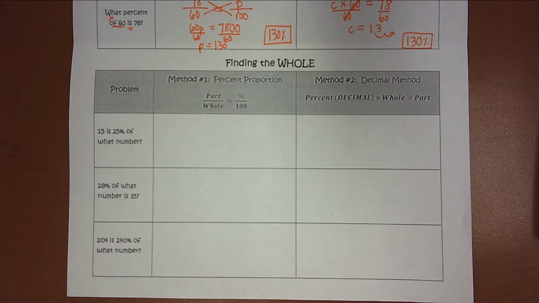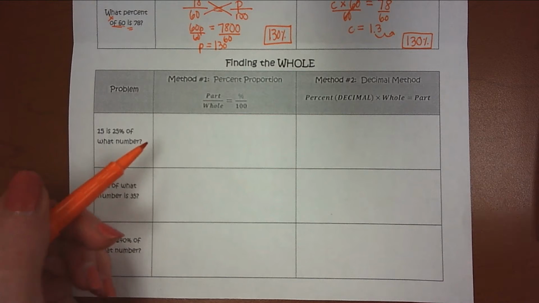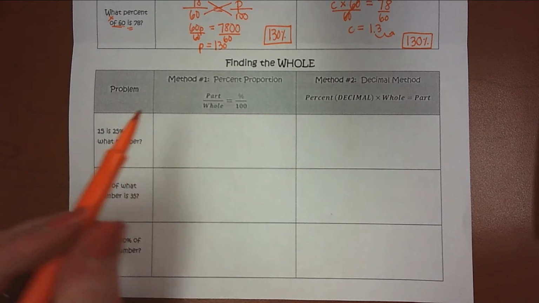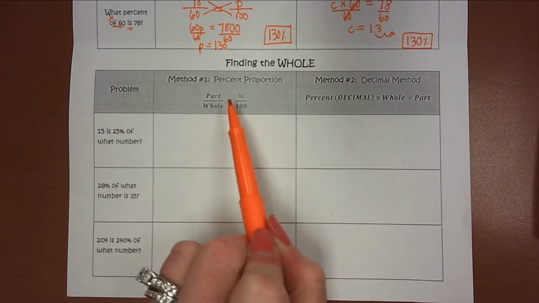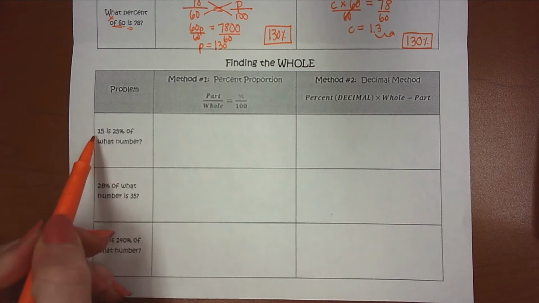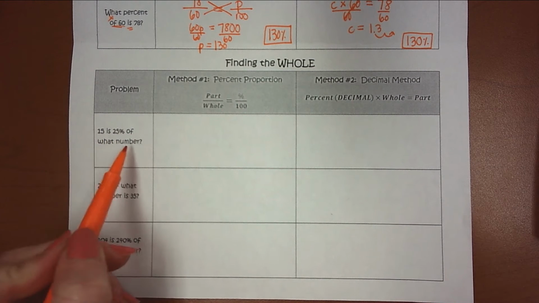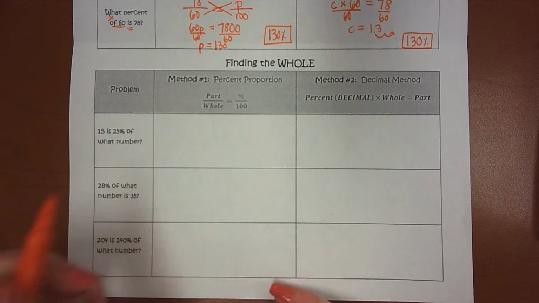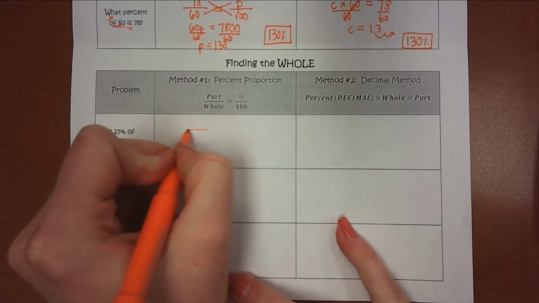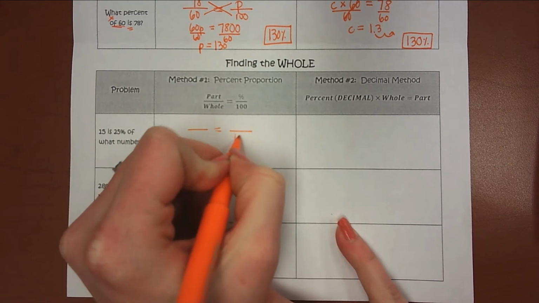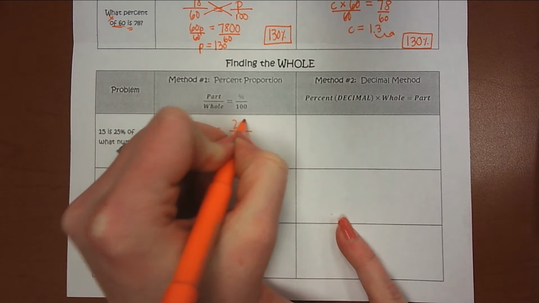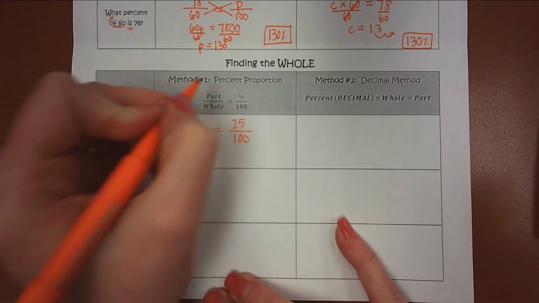At this point in time, we've worked on finding the percent. Now we're going to work on finding the whole, and we're going to use both methods again, the percent proportion and the decimal method. 15 is 25% of what number? Remember that the percent proportion says part over whole equals percent over 100. In this case, I see my percentage is 25.